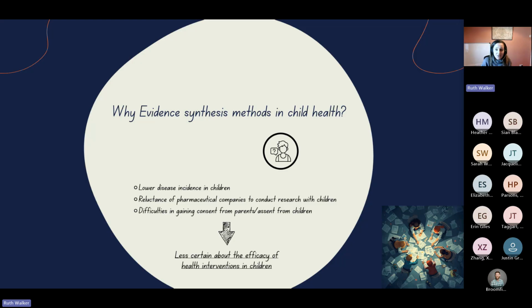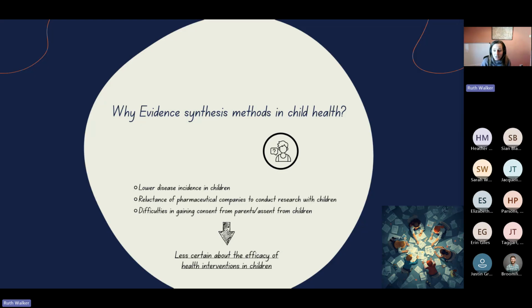So we have less certainty about the efficacy of health interventions in children compared to adults. And this has implications for the provision of care in this population. So treatments are often used off-label, meaning they haven't been approved by whichever regulatory authority for use in that indication in children. So it's possible, and does happen, that in some areas children are receiving suboptimal care because we don't have that evidence base supporting the use of particular interventions.